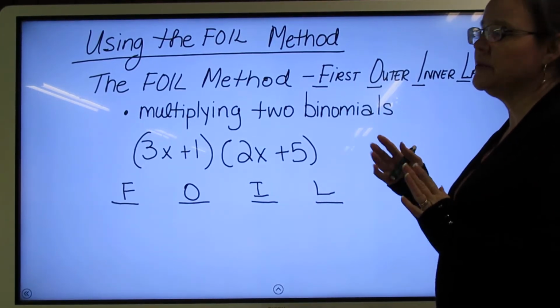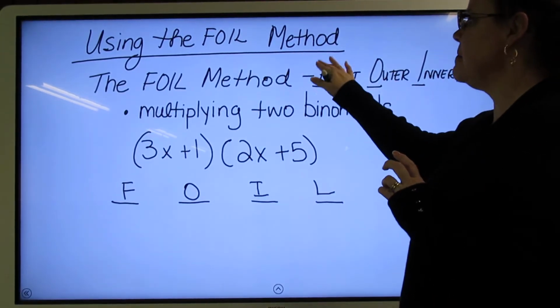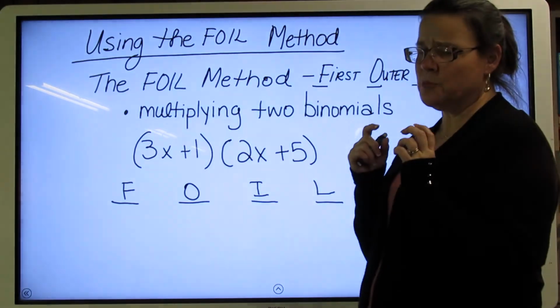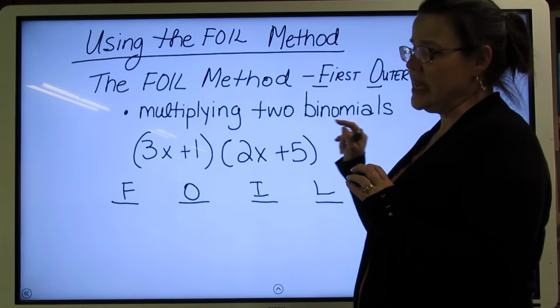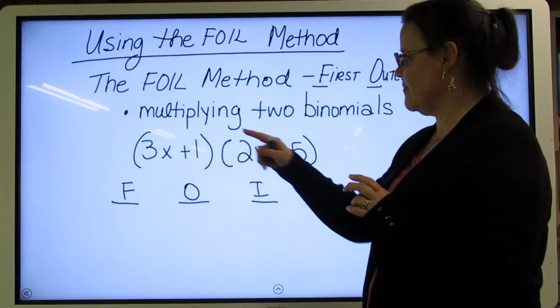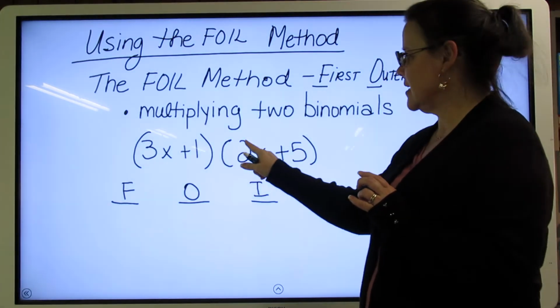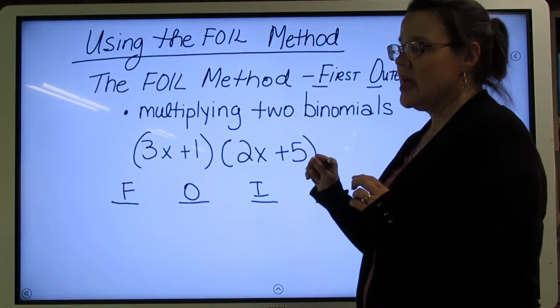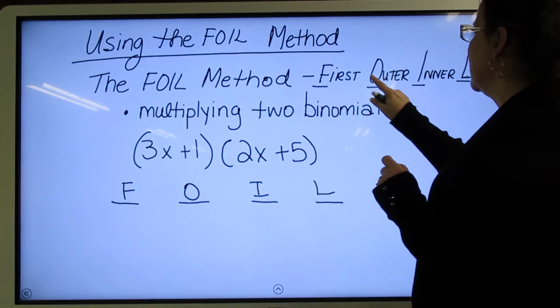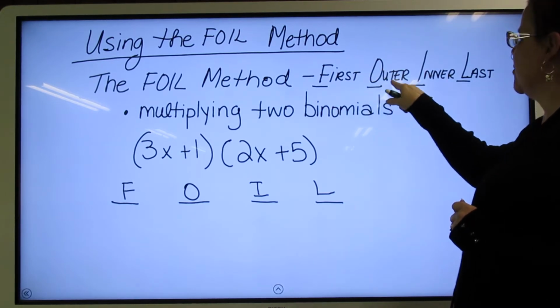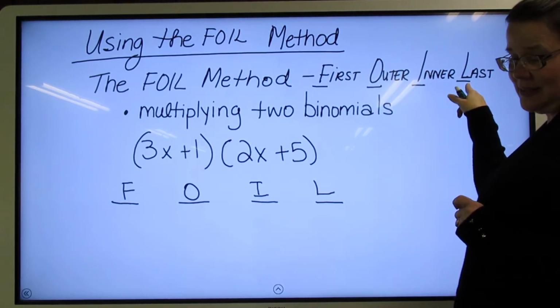Hello. So today we're talking about using the FOIL method. The FOIL method is when you multiply two binomials. In this first example I gave 3x plus 1 times 2x plus 5. The FOIL method stands for first, outer, inner, last.